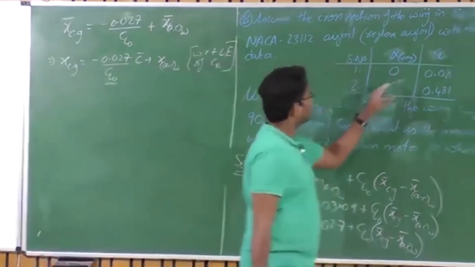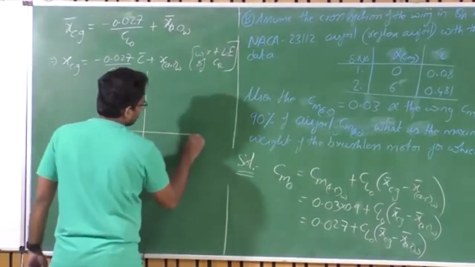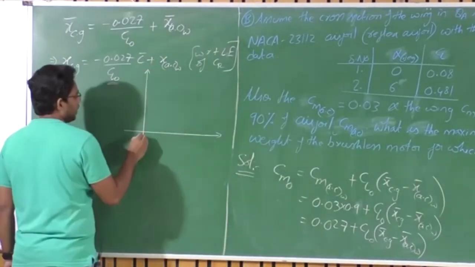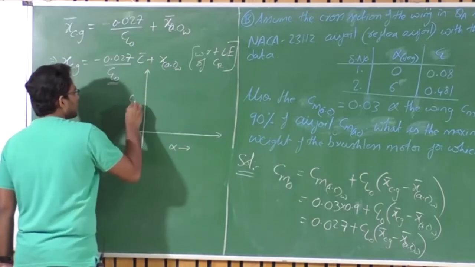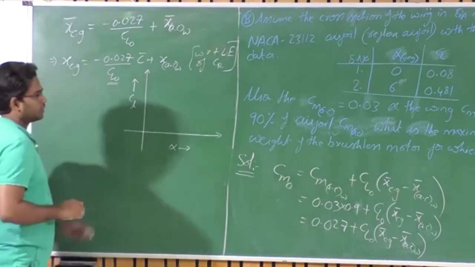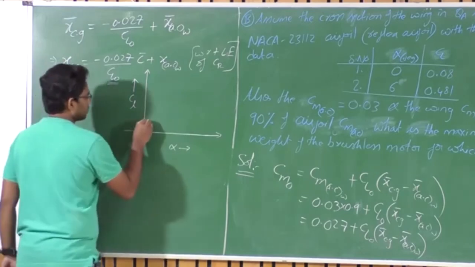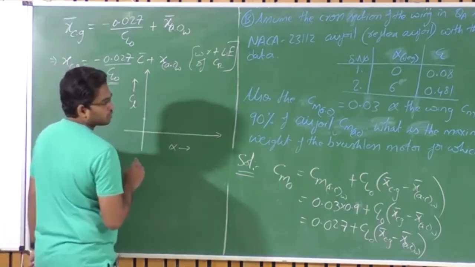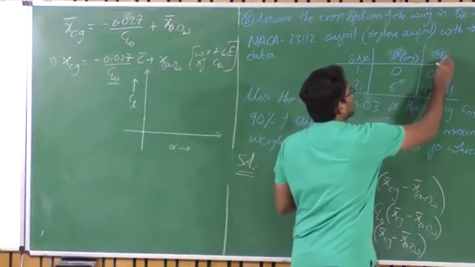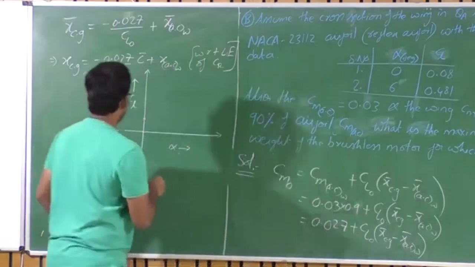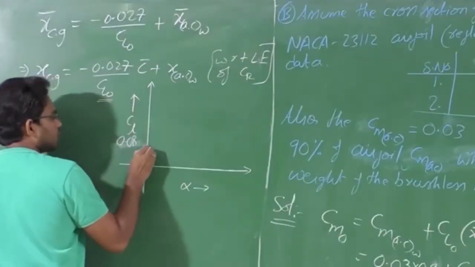So from the given data, I am plotting the given data here. The information that I have is at zero angle of attack, say this is my alpha and this is my CL, the 2D airfoil CL. At zero angle of attack, I have CL naught of the airfoil. This is airfoil data, 0.08. So this point corresponds to 0.08 here.